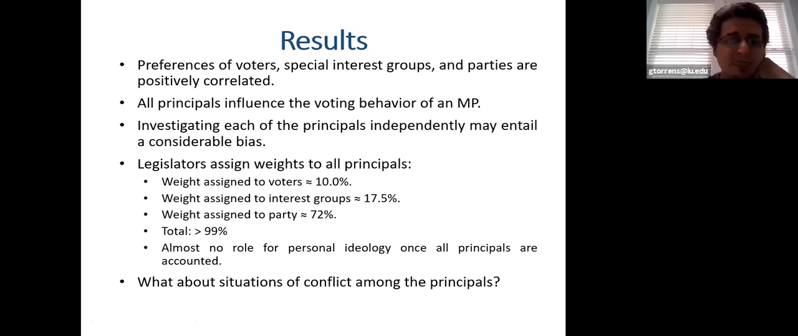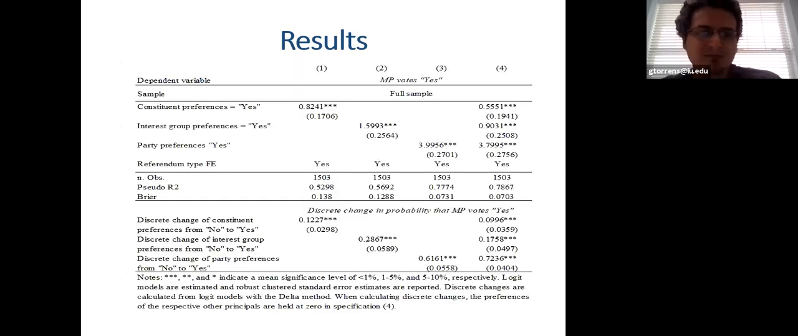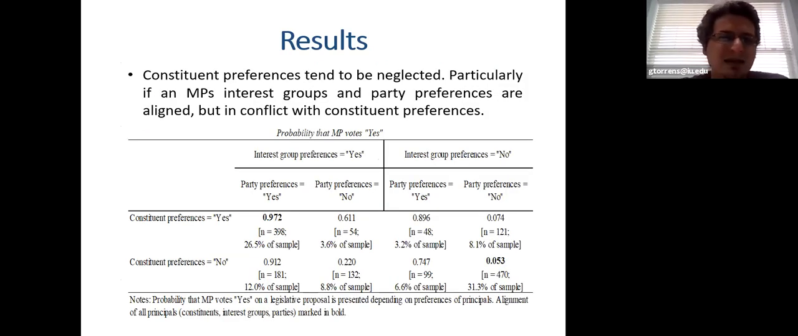I have, of course, tables in which I can formally show you the estimation of this, but I'm trying to summarize the results. The other thing that we focus on is what happens in situations of conflict of interest, because those are particularly important. What will the legislator do when voters want one thing and the special interest groups want a different thing? Those cases are very informative of a harsh trade-off for the legislator. This is a very simple table showing that the preferences of voters, the constituents' preferences, tend to be neglected. Under conflict of interest, the party and the interest groups tend to have more weight than the voters.